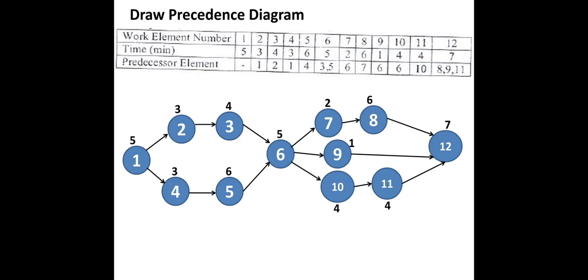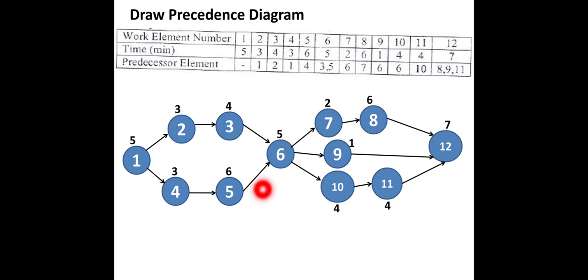After drawing the precedence diagram, you need to write the corresponding element time, whatever time is given for that particular element, at that place only. That is element number 1 as 5, element number 2 as 3, element number 3 as 4, element 4 as 3, 5 as 6, 6 as 5, 7 as 2, 8 as 6, 9 as 1, 10 as 4, 11 as 4 and 12 as 7. We do this to calculate the RPW values, so you write these element times at the place of the elements where you drew the precedence diagram.